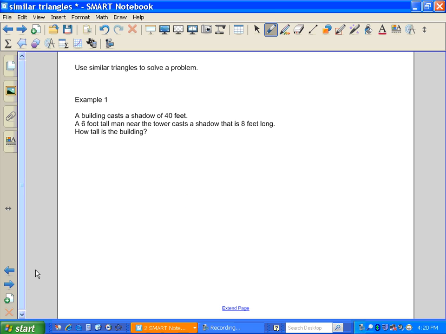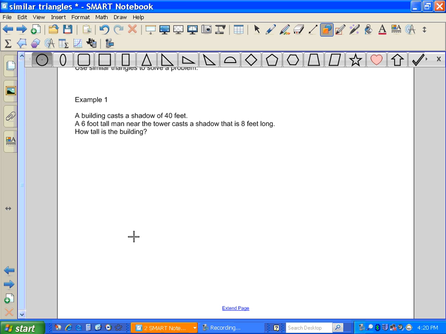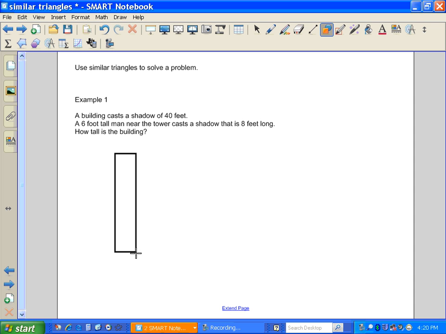Well, here are a couple examples to try. Let's say we have a building that casts a shadow of 40 feet. Let's see if I can do a little building for you. Nice tall building. Whoops.